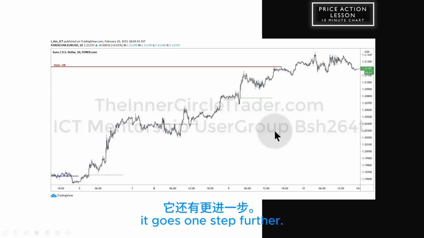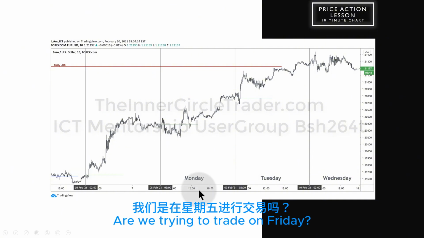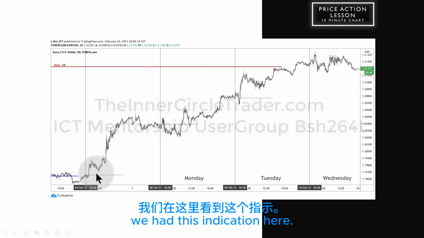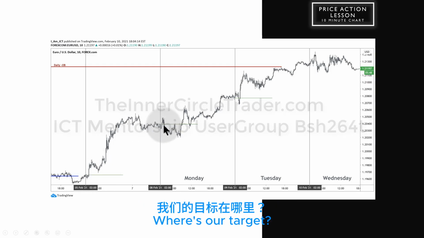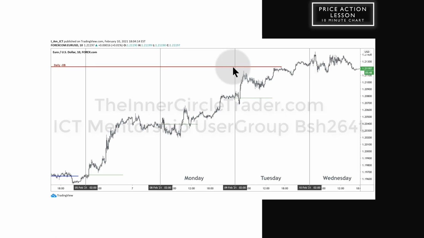But it goes one step further. If we look at the individual days, this was Friday's trading. Are we trying to trade on Friday? No. But we can refer back to Friday and say, okay, we had this indication here. Now we're trading here. Where's our target? Well, we're looking for it to trade back up to that bearish order block because that's a premium level. And we have range from here to there.